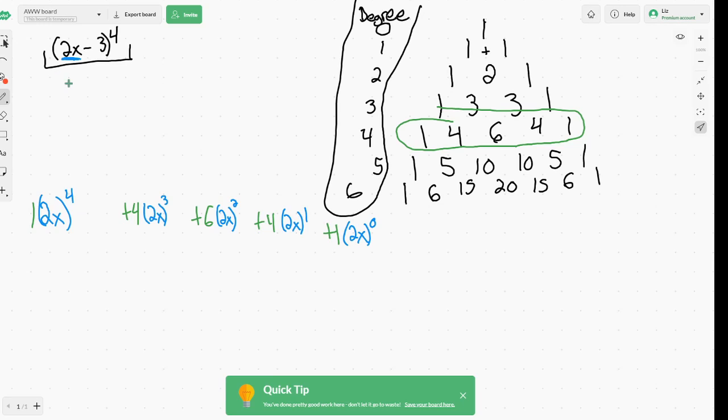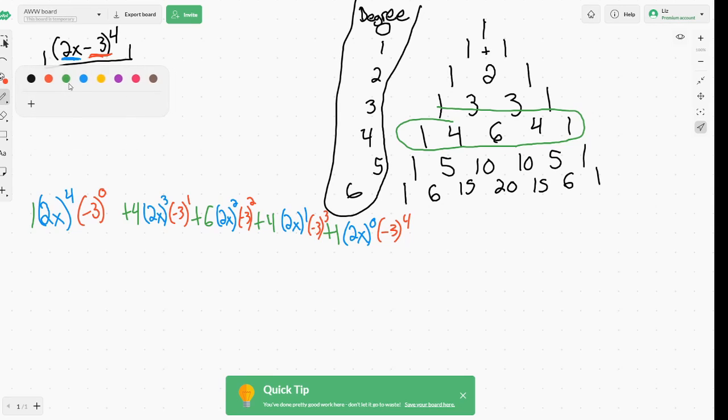Next, I'm going to take my second term, and that's going to be raised to the 0 power, then the first power, second, third, and fourth. And if you look at all these powers, you should be able to add the exponents together to get the power that we started with. 4 plus 0 is 4, 3 plus 1 is 4, 2 plus 2 is 4, 1 plus 3 is 4, and 0 plus 4 is 4.